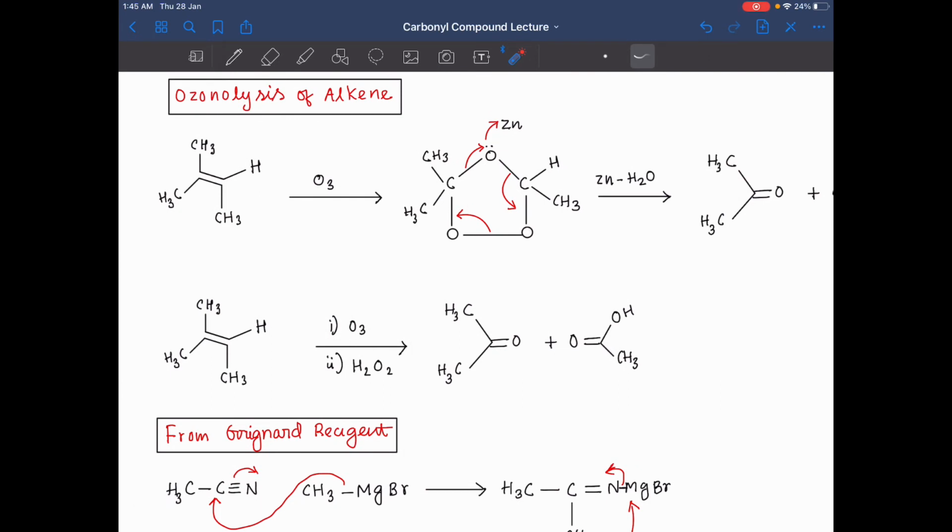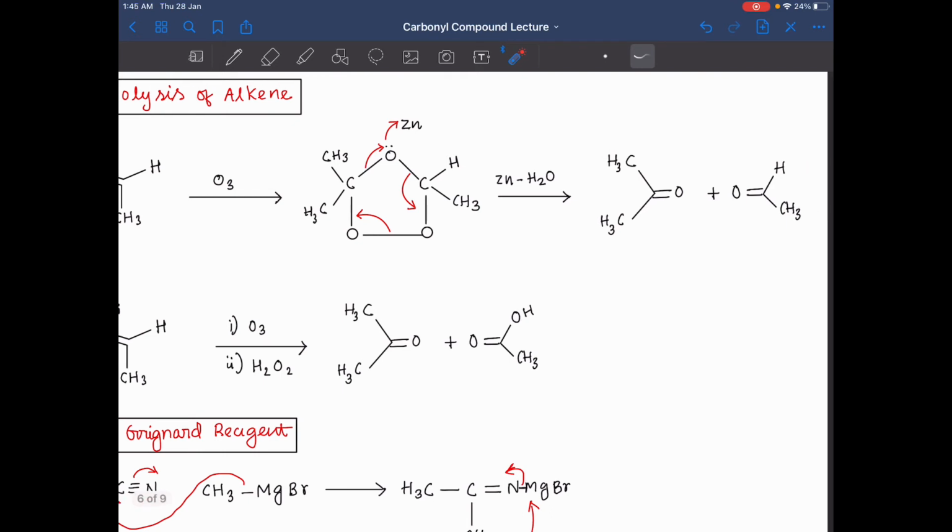From ozonolysis we can also produce ketone. First step, the alkene will be reacted with ozone gas to form the monoozonide. After the formation of the monoozonide, we have to react it with zinc water, Zn/H2O. This monoozonide collapses in a cyclic manner. You can see the mechanism is happening in a cyclic manner. This bond breaks, bond making is happening, so ultimately it will produce this ketone and aldehyde.